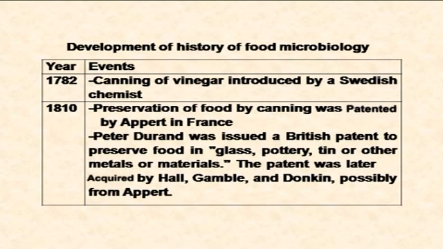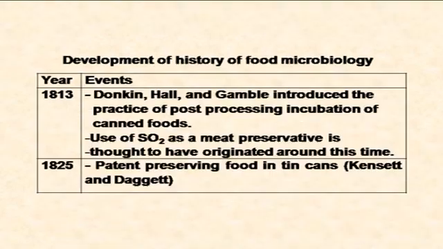Let's learn about the development of the history of food microbiology. In the year 1782, canning of vinegar was introduced by a Swedish chemist. Preservation of food by canning was patented by Appert in France in the year 1810. Peter Durand was issued a British patent to preserve food in glass, pottery, tin or other metals or materials. The patent was later acquired by Hall, Gamble and Duncan, possibly from Appert.